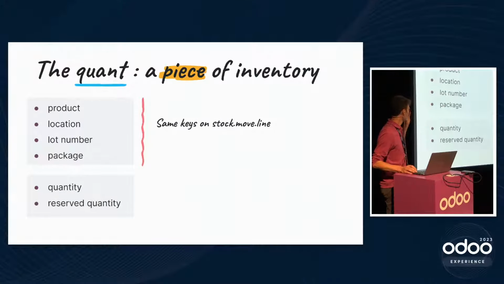Of course, a product, a location, a lot number if the product is tracked, and a package. And on top of that, 2 quantity fields: the quantity actually in stock for these 4 data, and the reserved quantity that are marked on stock move lines not yet validated, also for the 4 data. And if you remember the architecture of stock move lines, they have the same fields, because when we reserve and create stock move lines, we use the same keys to create the stock move lines.